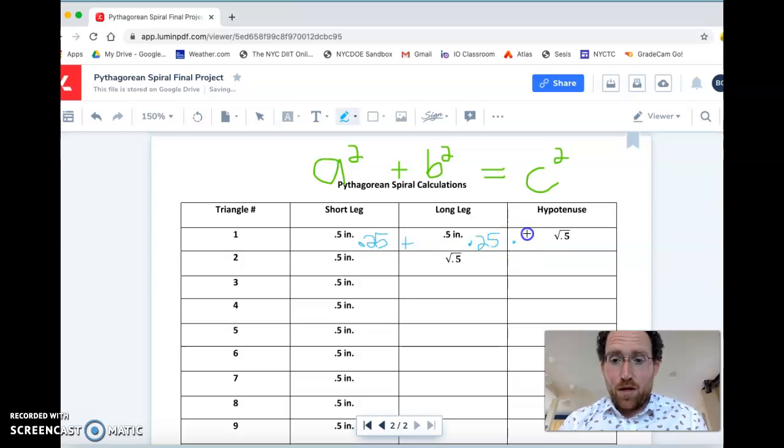Now you're probably thinking, why is it the square root of 0.5? Well, you probably weren't thinking that, but I just try to be funny.